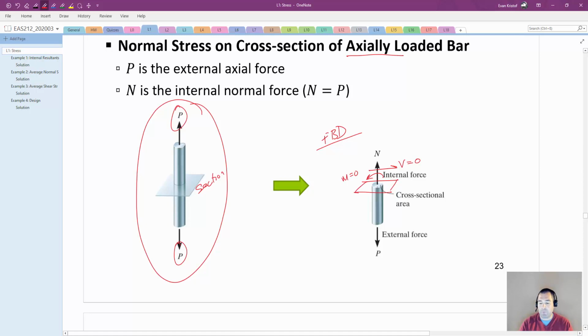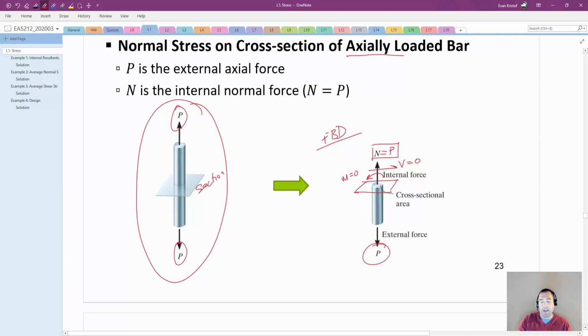The only thing that we would be left with is an internal normal force that would be equal and opposite to the external driving force P down below. So I would get that just from a free body diagram and an equilibrium equation. If you're pretty comfortable with your statics, you can probably figure that out just intuitively by looking at it.